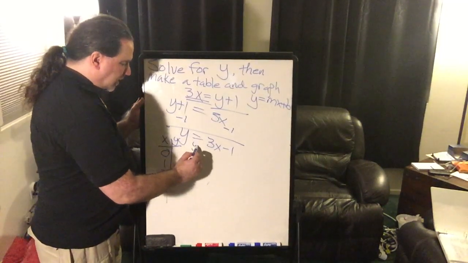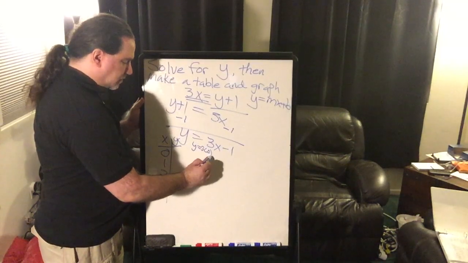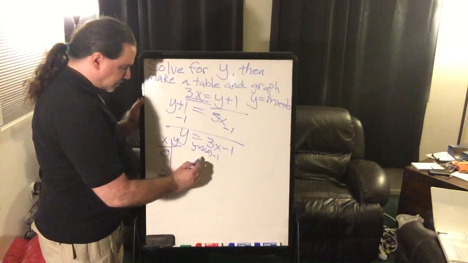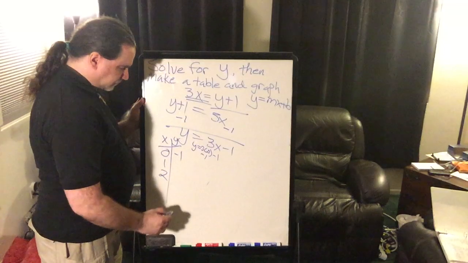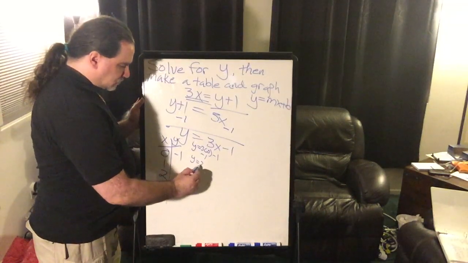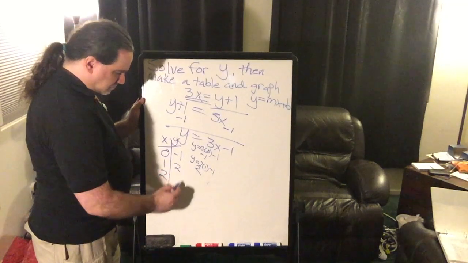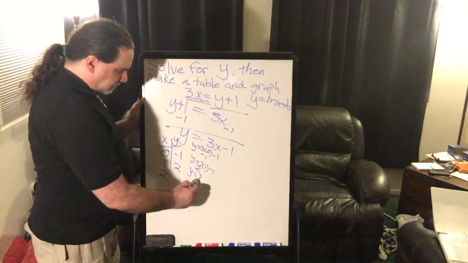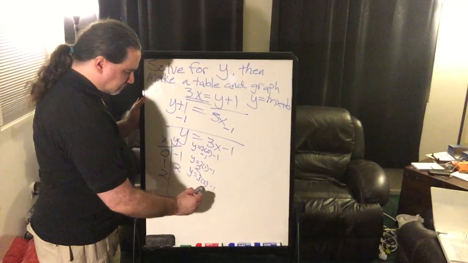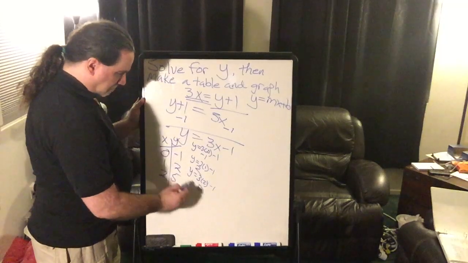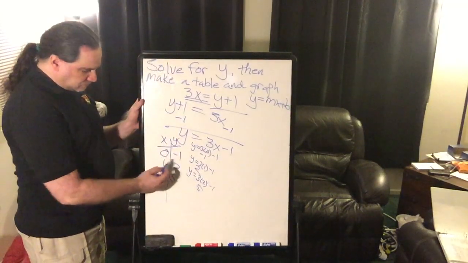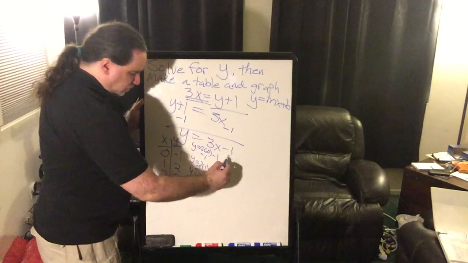Because y equals 3 times 0. 3 times 0 is 0. Minus 1 is negative 1. 3 times 1 is 3. 3 minus 1 is 2. 3 times 2 is 6. Minus 1 is 5. I have now created 3 ordered pairs.